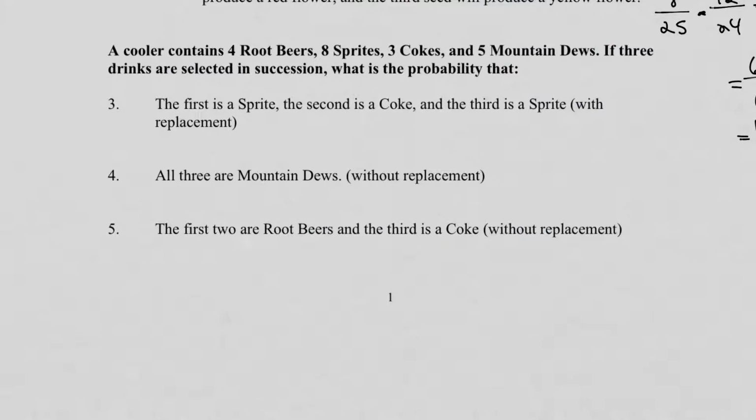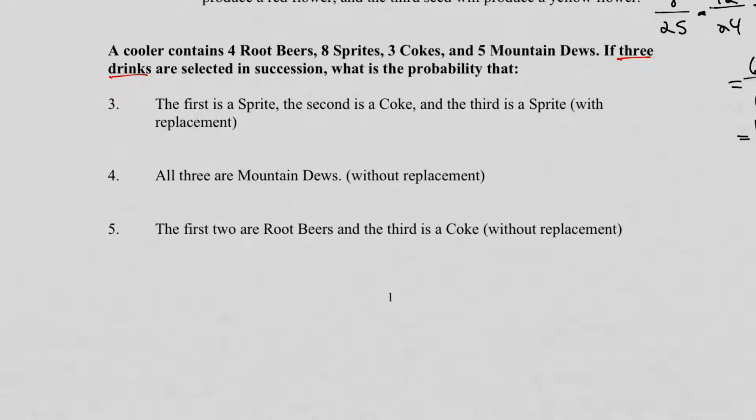So here's number 3. A cooler contains 4 root beers, 8 Sprites, 3 Cokes, 5 Mountain Dews. If 3 drinks are selected in succession, what is the probability that... Okay, so notice that you're reading, there's 3 events happening. When we're about to go to the next page, there's only one event, although there's multiple things you're looking at. So notice, if I was taking notes, I would say, okay, there's 3 drinks, there's 3 events. That means there's 3 separate calculations, or probabilities, I have to come up with.